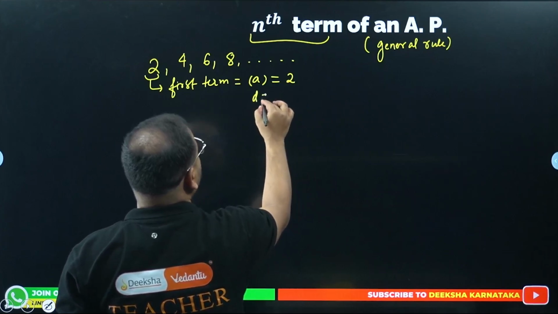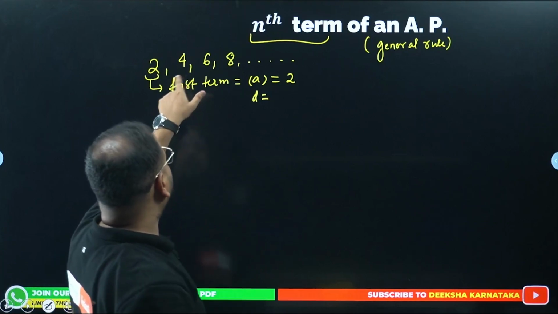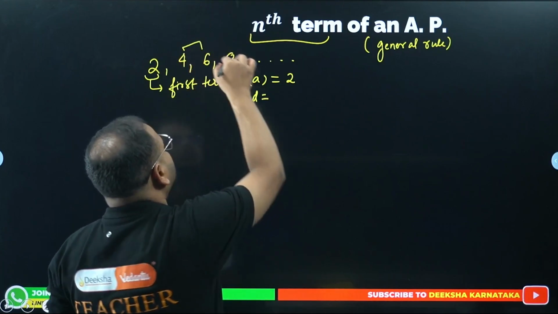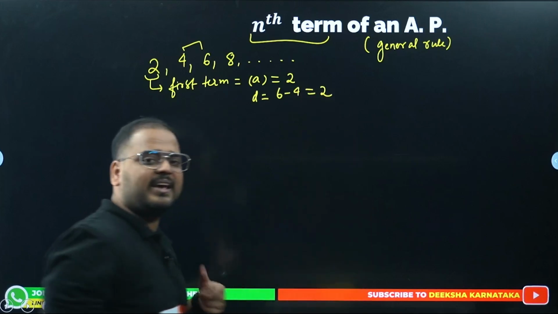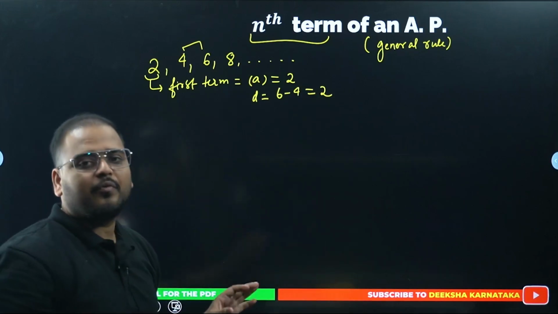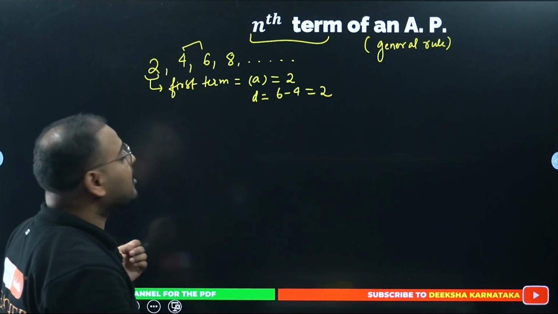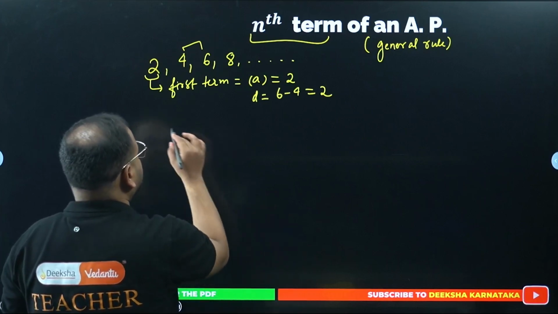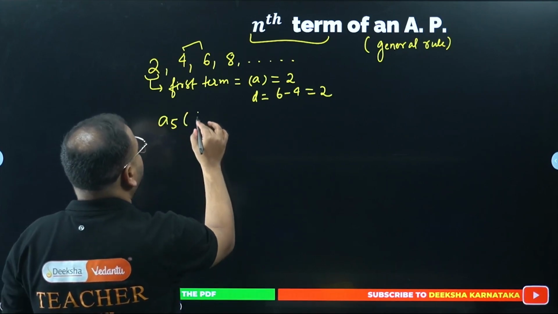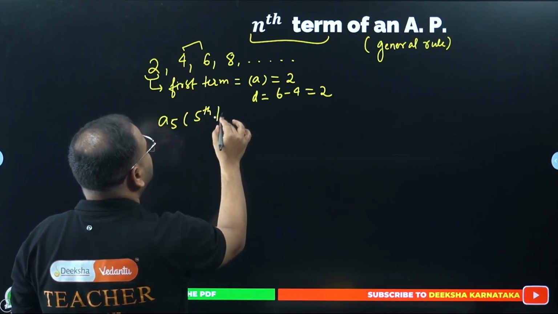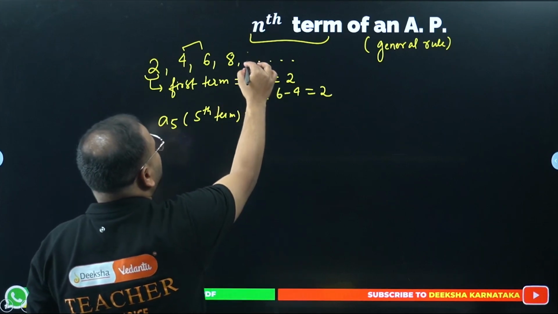What's the common difference in this case? Take any two consecutive numbers and do next number minus the previous number. Let's say I take 4 and 6. So 6 minus 4 would be 2. So the common difference is 2. Great, sir. So far we have an AP, with two variables known, a and d. Now if I ask you to find a5, what does a5 mean? It means the fifth term. Fourth term is 8, fifth term is directly 10.